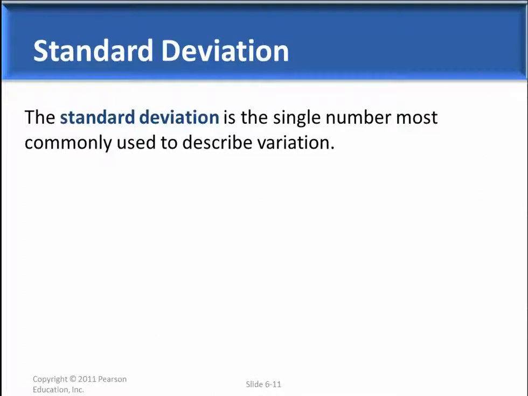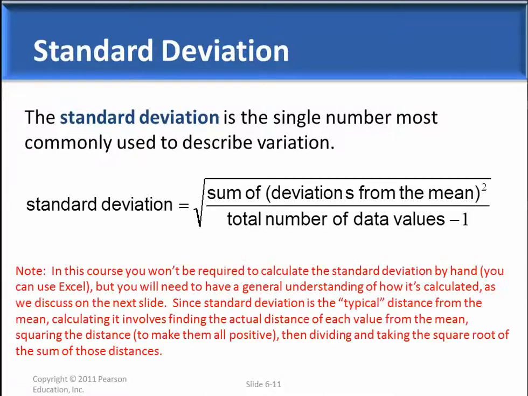So standard deviation is the single number most commonly used to describe variation, to describe the spread of the data. How close to or spread apart is it from the mean in a symmetrical distribution? And the way that we calculate it, it has this big fancy formula, and what you're going to be doing basically is figuring out how far apart every value is from the mean. So that's what this deviations from the mean is. We're going to figure out how far each one is from the mean and square that number.